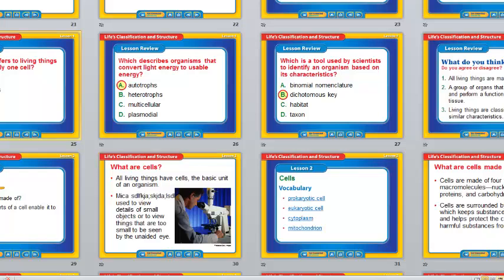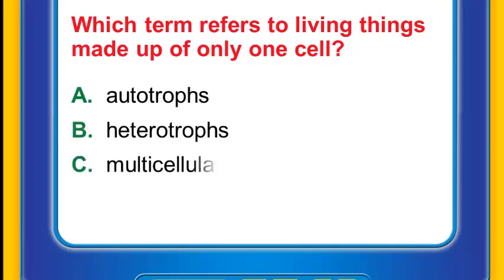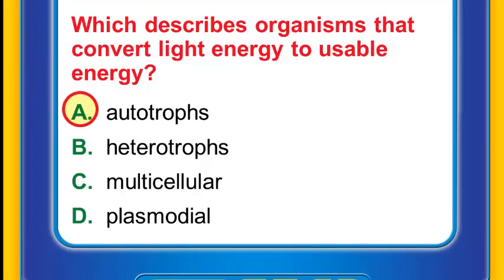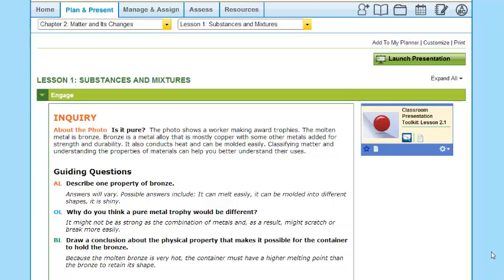And at the end of every single lesson, you'll even have a little quiz that you could implement, either for a grade or just as a review. So I have a question, I have the possible answers, and with just the click of the mouse, the answer appears. That's called the Classroom Presentation Toolkit, and it's one of the first things you'll see in the Engage part of the lesson cycle.